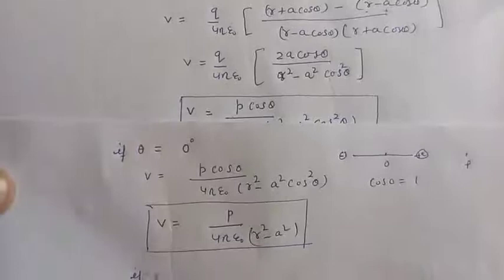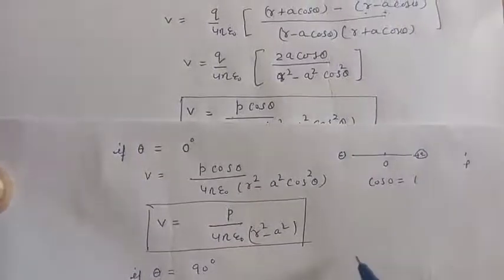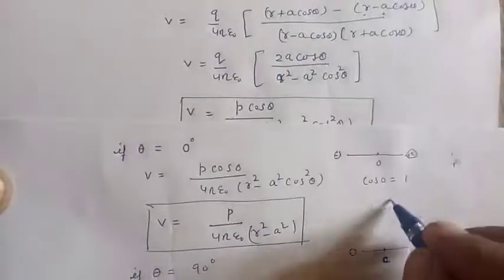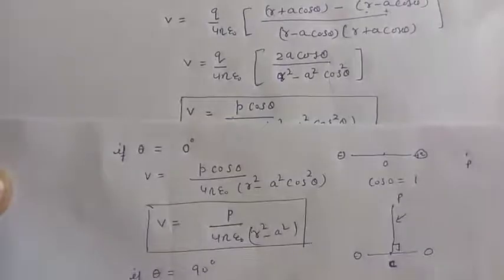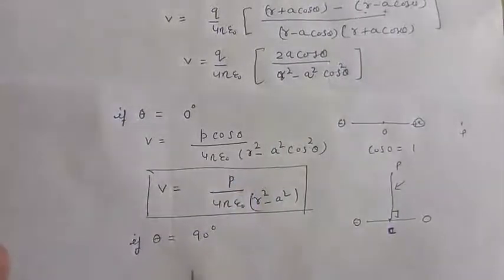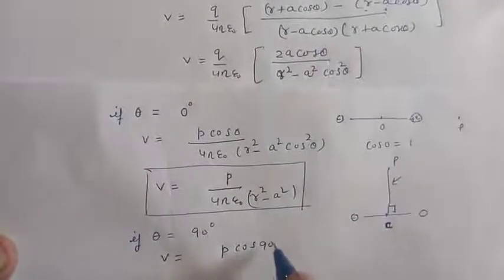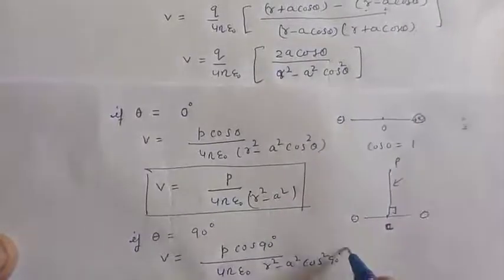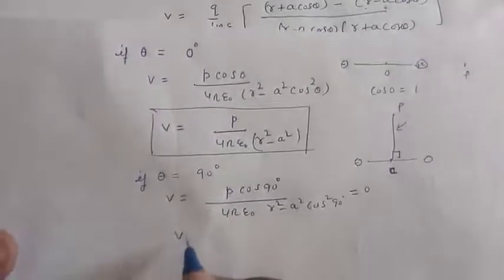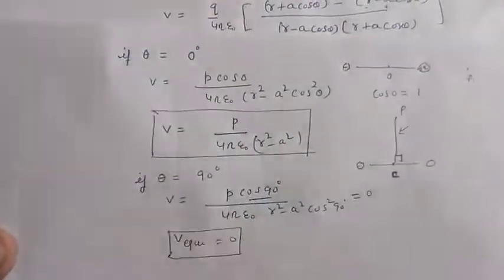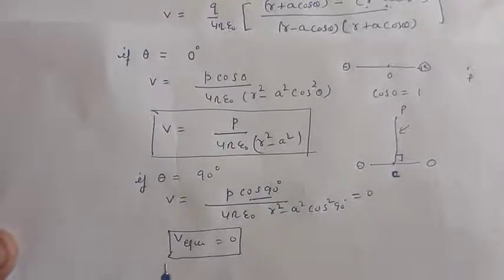Now if theta is 90 degree, theta 90 degree means your observation point is exactly at 90 degree from the center of the dipole, in this way. And you know this line is the equatorial line. So we can also find the electric potential on the equatorial line of dipole. So theta 90 degree. Put here the values: V equals P cos 90 degree upon 4 pi epsilon 0 into R square minus A square cos square 90. Cos 90 is 0. So the electric potential on the equatorial line is 0. Cos 90 degree is 0, so the whole value will become 0. So this can be asked, that prove that electric potential on the equatorial line of dipole is 0. So this is the important conclusion.